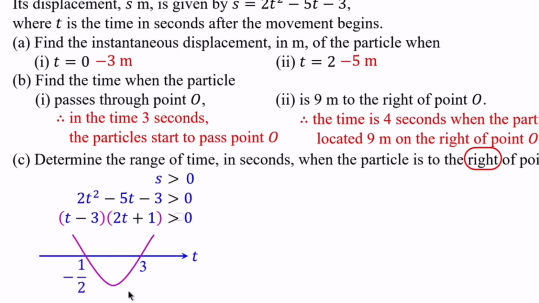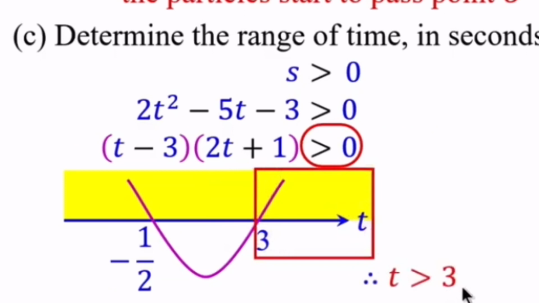Okay, so this is actually more than 0. That means the time should be more than 3. For the time which is less than negative half, we will ignore because logically we don't have a negative range of time. So the time should be more than 3. Alright, so we must know how to apply the time, which is always positive.